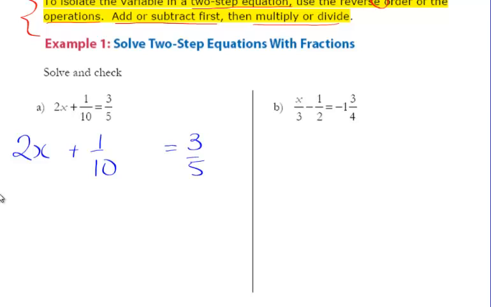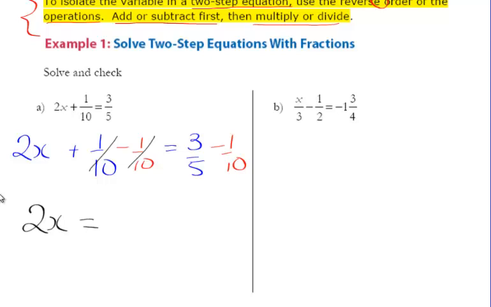So what we need to do first of all in isolating the x, we're going to subtract 1 over 10 and subtract 1 over 10. And this is nice and easy. 1 over 10 minus 1 over 10 is 0, and we're left with 2x is equal to, now look at this here, 3/5 minus 1 over 10. We need the same denominator.